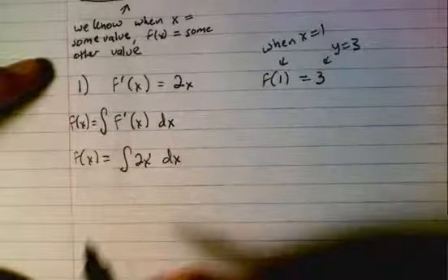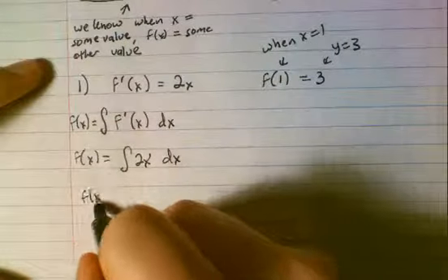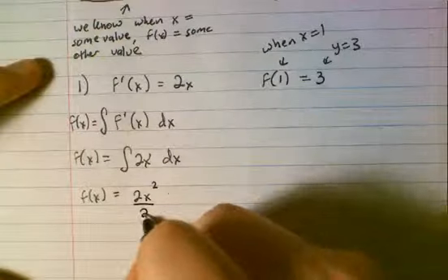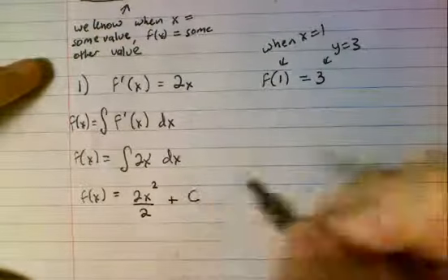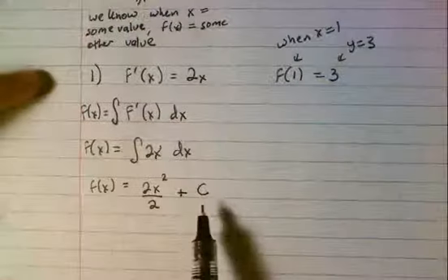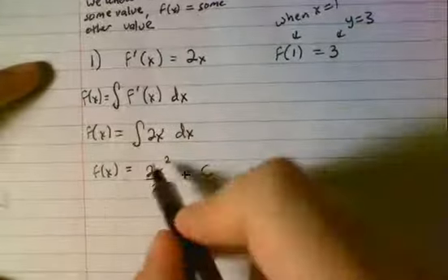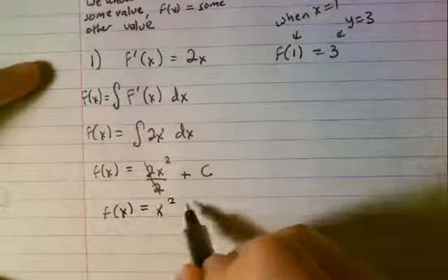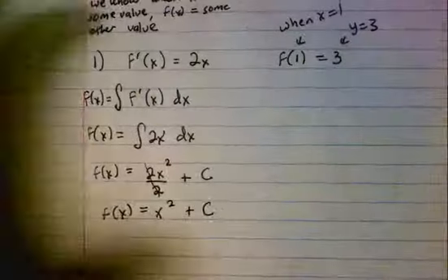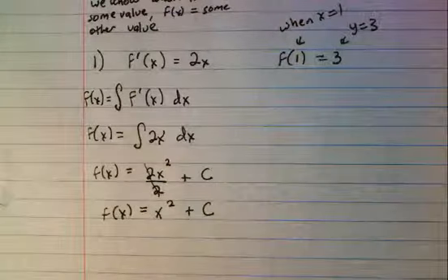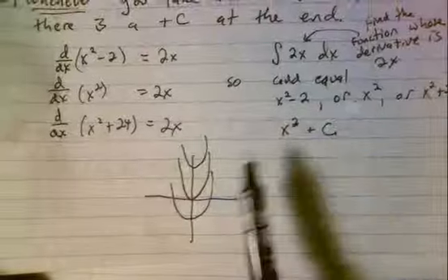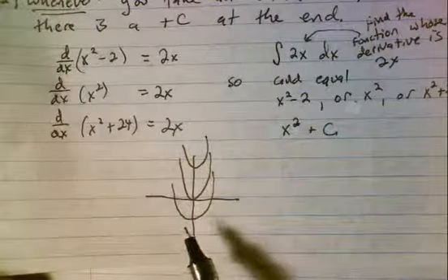This is x to the first power, so we add 1 to our exponent and then divide by the new exponent. And then we have that plus c, just like we always have. We can simplify this, that cancels out. We know that f of x equals x squared plus c. So this is where we were in this situation in terms of antiderivatives 1. We know that it could be one of these curves, but we're not sure which one.